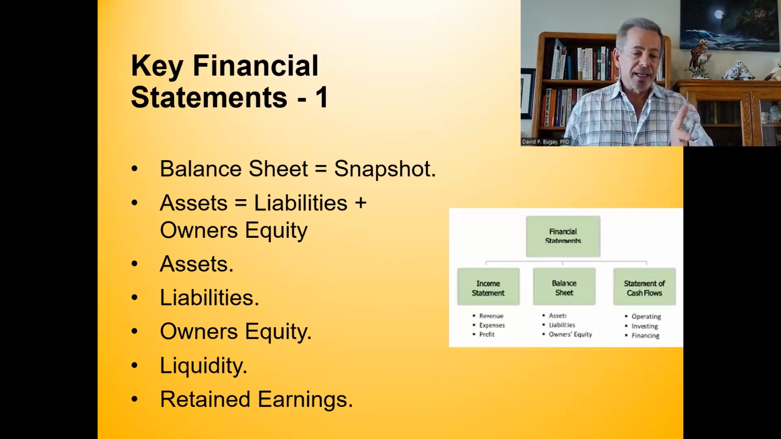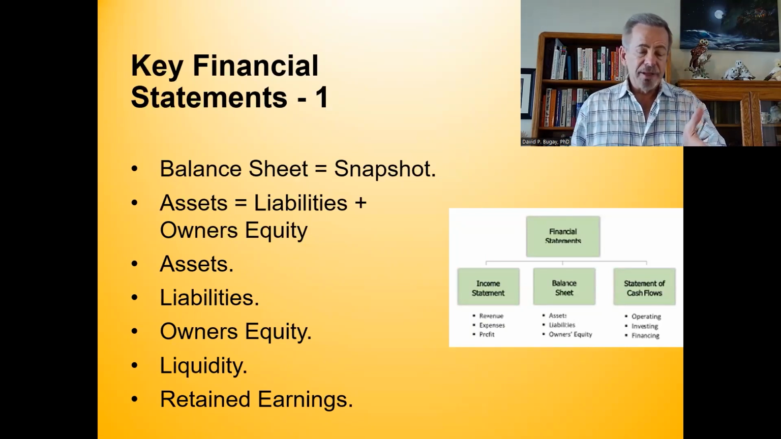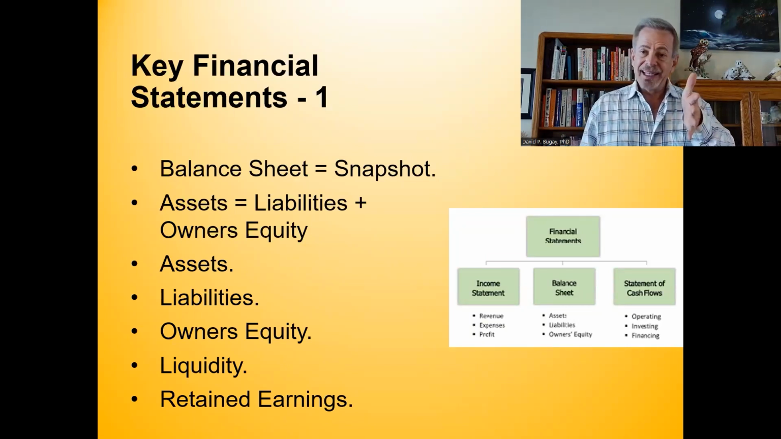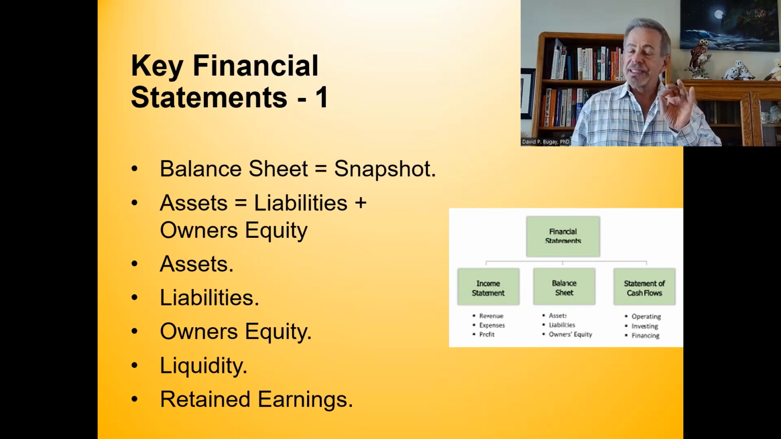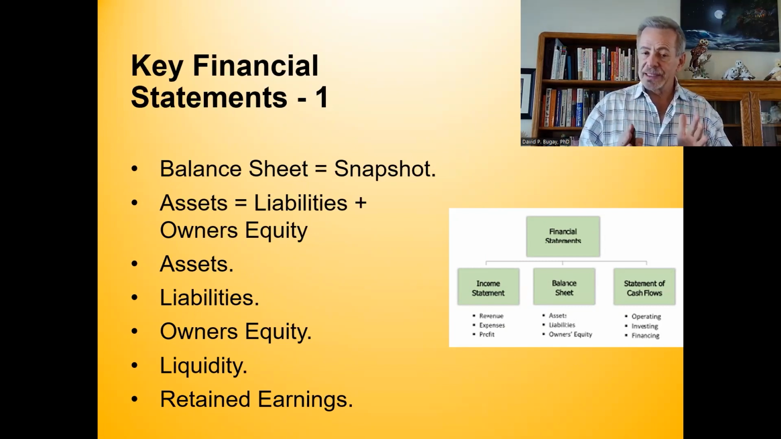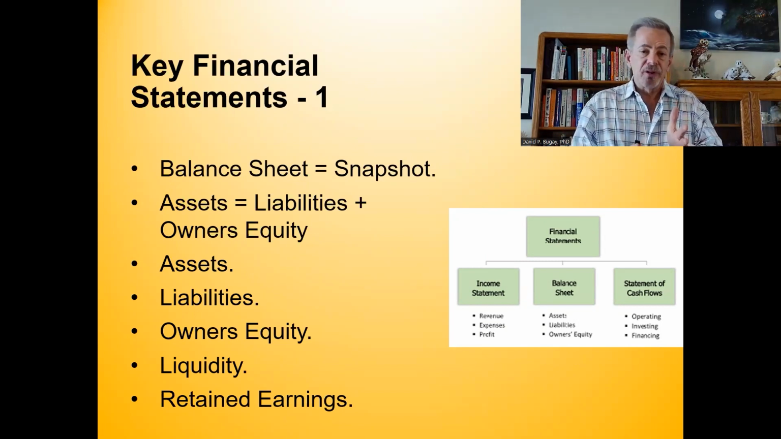If you have an account that says cash, one day you may have money in it, and the next day it may not have any money, or more money, or less money in it. It is a snapshot on the day that it is done. We tend to refer to the next statement, the income statement, as a movie, but here on the balance sheet, it's a snapshot.